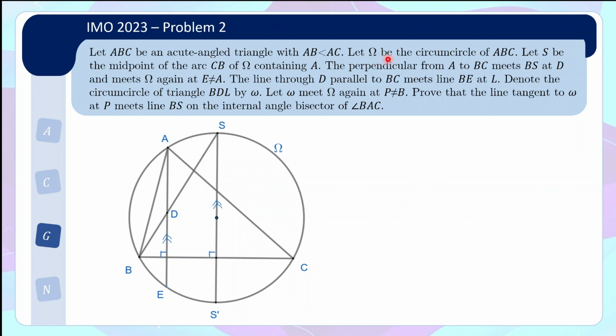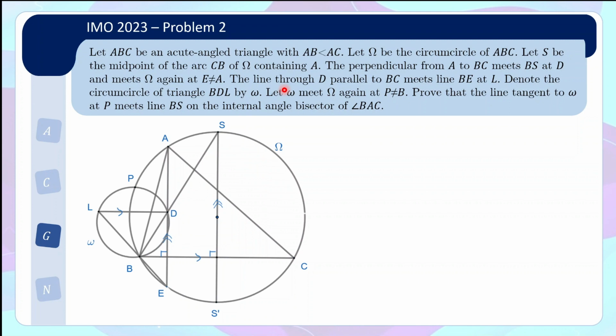Let capital omega be the circumcircle of ABC. So this is capital omega. Let S be the midpoint of the arc CB of omega containing A. So this is the arc CB containing A, and S is the midpoint. The perpendicular from A to BC meets BS at D and meets omega again at E. So this is the perpendicular. It meets BS at D and it meets the circle again at E.